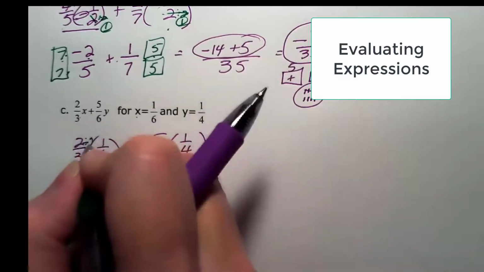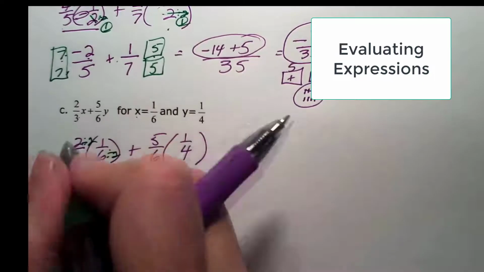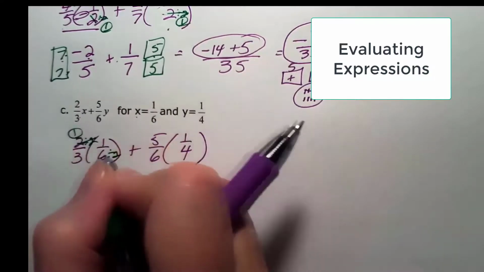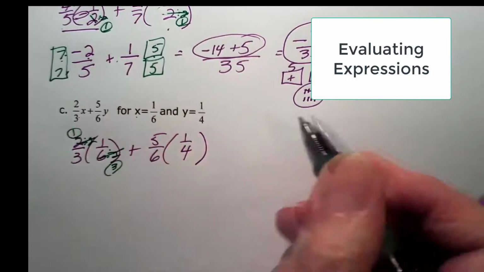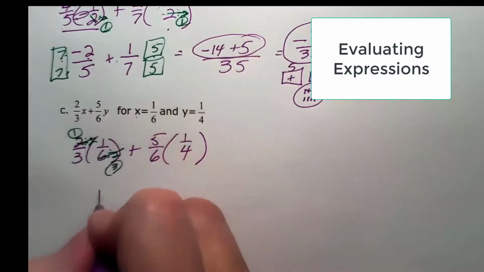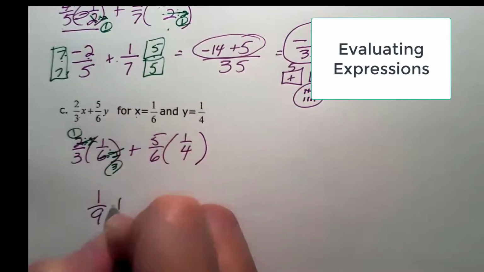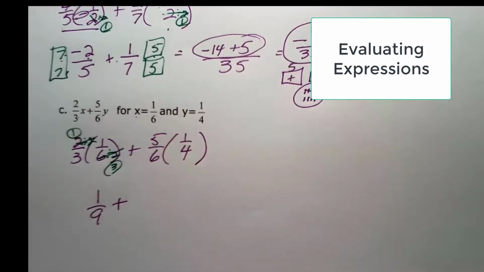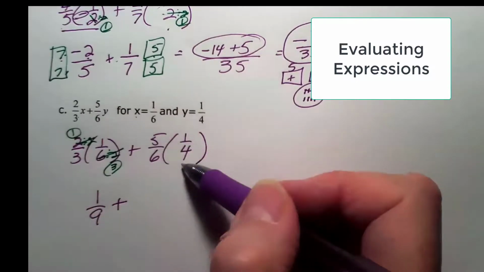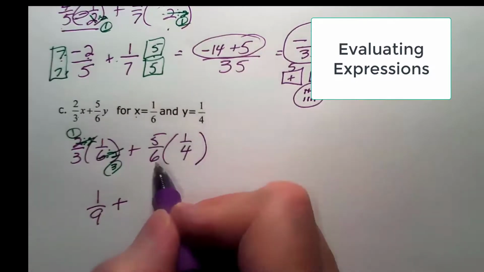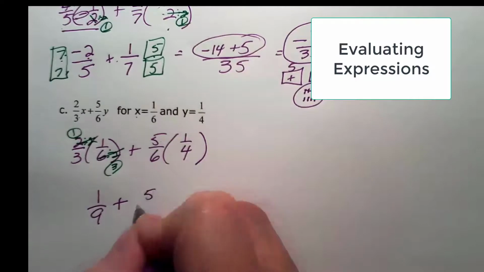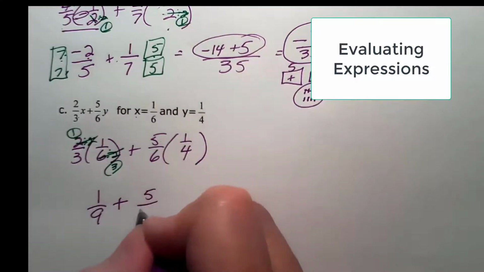I can reduce ahead of time by dividing both of these by 2. I get 1 here. 6 divided by 2 is 3. So I have 1 times 1 is 1. 3 times 3 is 9. Plus. I can't reduce ahead of time here. There's nothing I can do. So 5 times 1 is 5. 6 times 4 is 24.